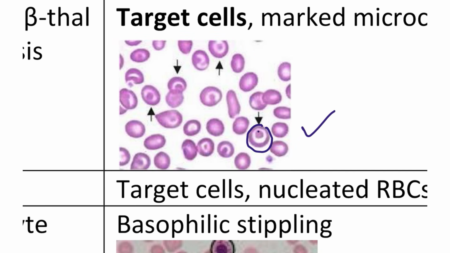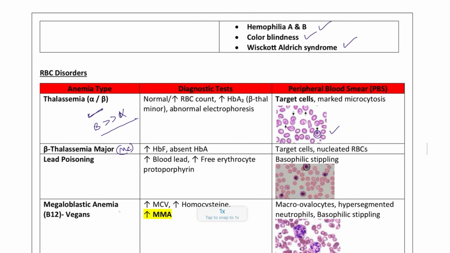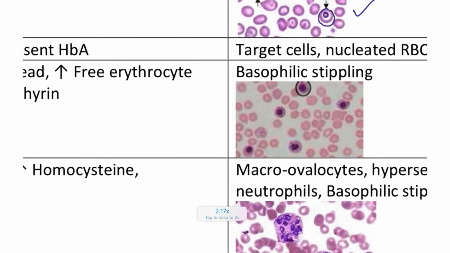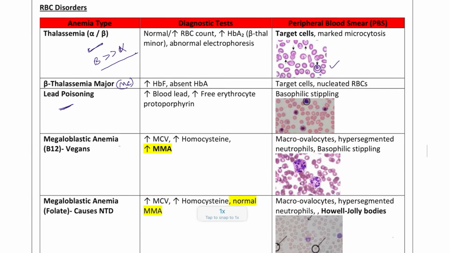Here you can see there is a middle and the differentiation. The middle has to be pale, but here it is going to be associated with pigmentation. That is the target cell. Next, lead poisoning, which will be seen with basophilic stippling. This kind of stippling will be seen in lead poisoning.